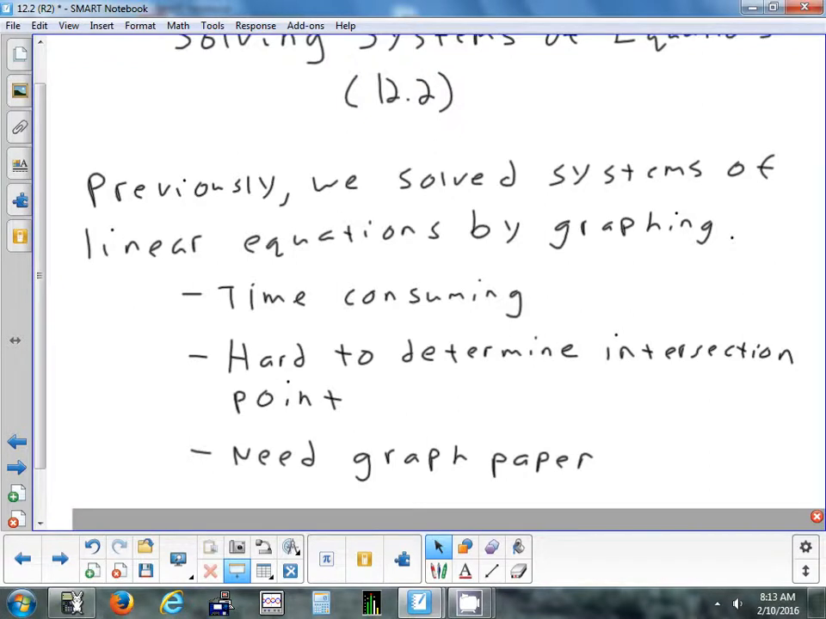I think graphing is great if you combine it with the calculator, because you can graph two things and then the calculator can tell you exactly where they cross. But unless you're going to use a calculator with graphing, I don't think graphing is the best way to do it.